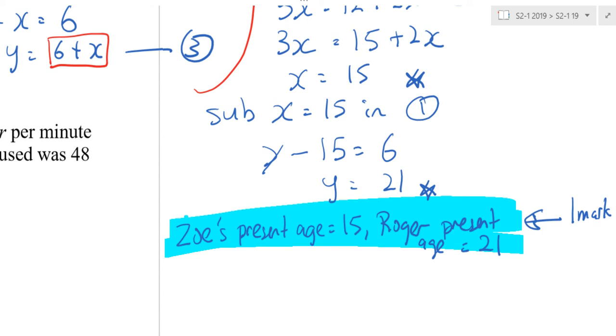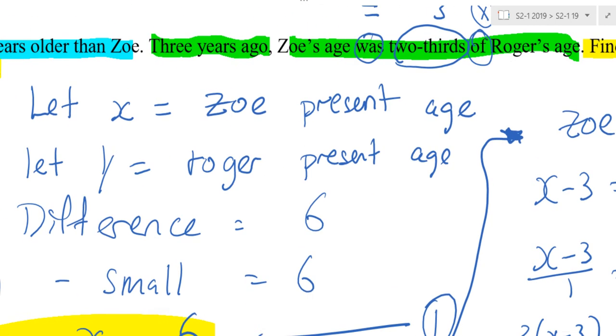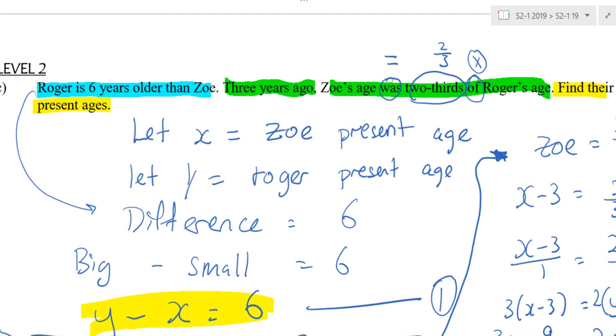How do I know how to write the last statement? Read the question. Find the... Ashraf, find their present age. Everyone homework today, go back, cover the question, redo the question again. Do the question in the way you like. Not necessary substitution, not necessary Y is the subject. Okay?